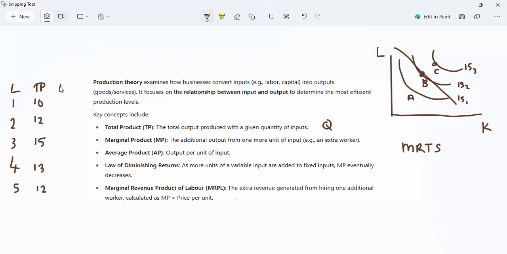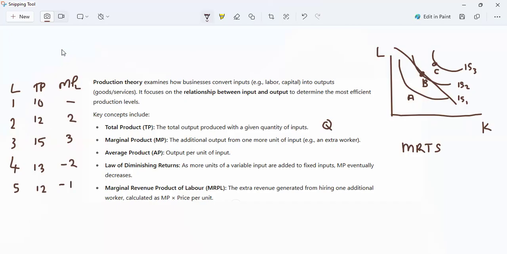So marginal product of labor is simply what we add on. So the first one is a dash. How many are we adding on from 10 to 12? We're adding on 2. So our marginal product of labor is 2. How many are we adding on from 12 to 15? We're adding on 3 units. How many are we adding on from 15 to 13? We're going down by negative what? Negative 2. How many are we adding on from 13 to 12? Negative 1. So the marginal product is the additional units of the total product.